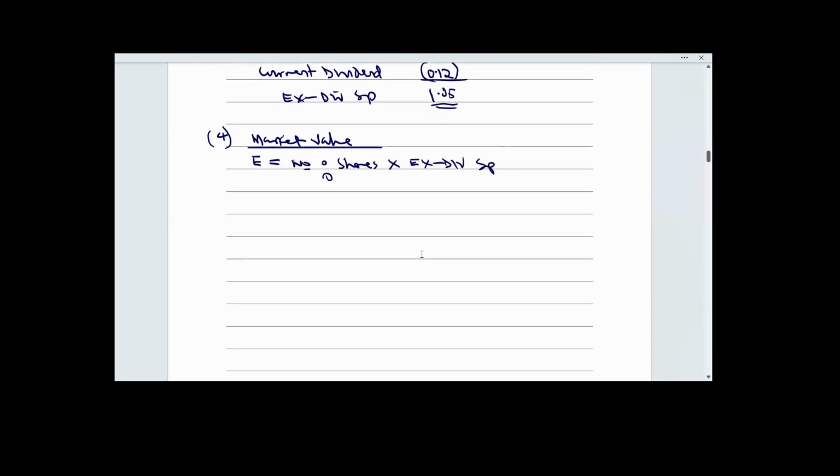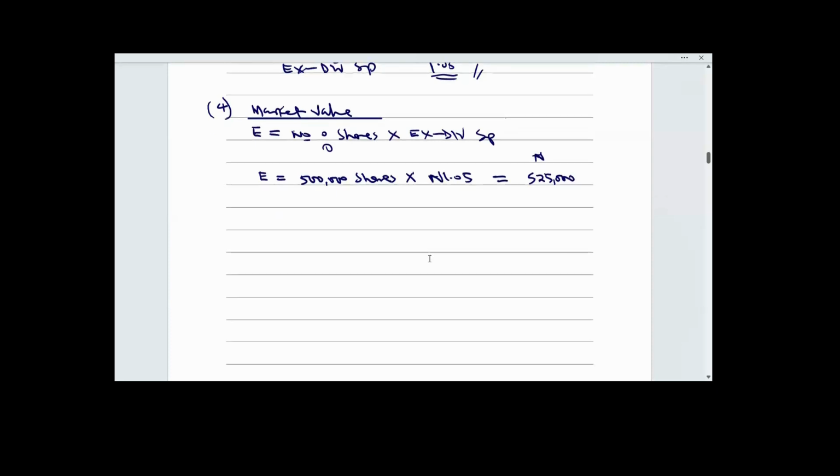So if that is the case, equity value will then be equal to 500,000 shares multiplied by XD share price of 1 naira 5 kobo. That's what we got here. So this will give us 525,000 naira. Then quickly, let's calculate all the market values once and for all.